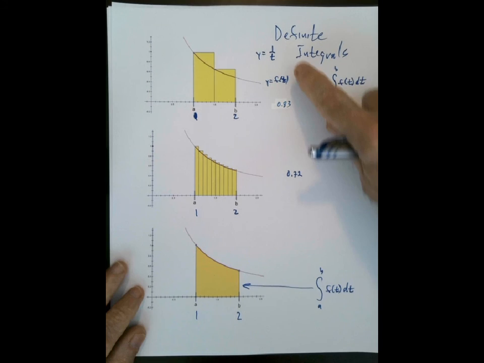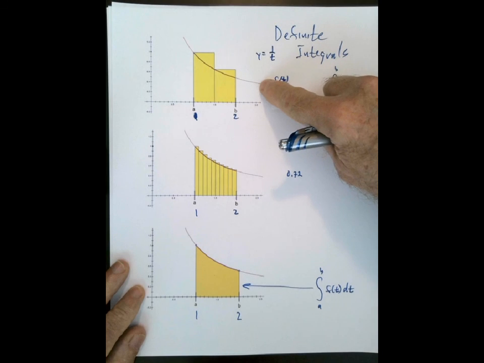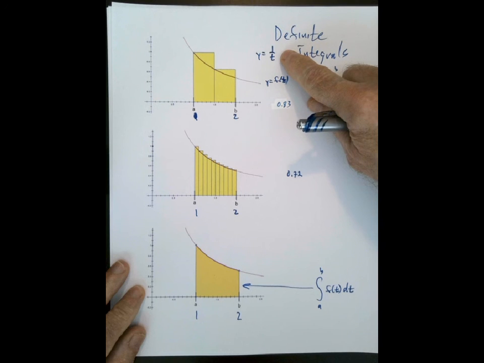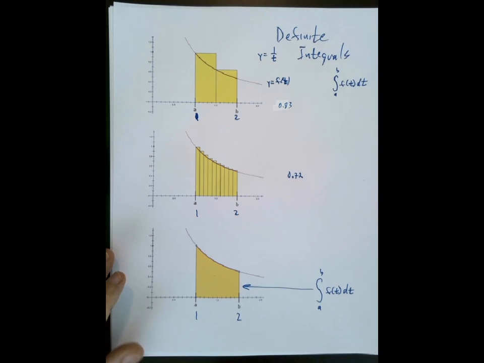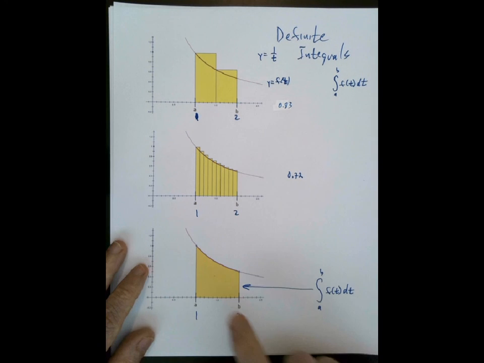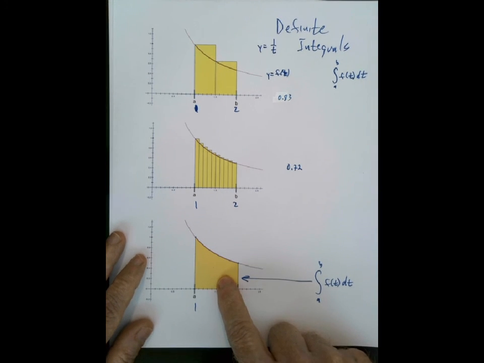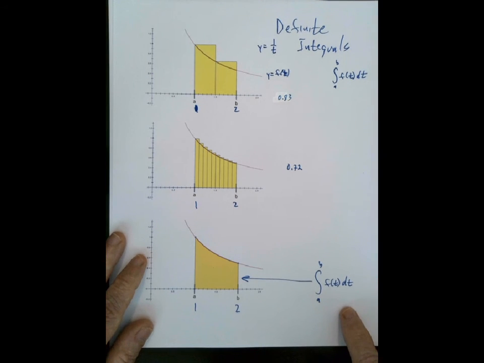If we've got this function here, the red line there, that's y is equal to 1 over t, that's f of t is equal to 1 over t, right? And what we're really after is this. And written in terms of our definite integral, that area is given by the definite integral from a to b of f of t dt, where f of t is the graph of this function here, right?